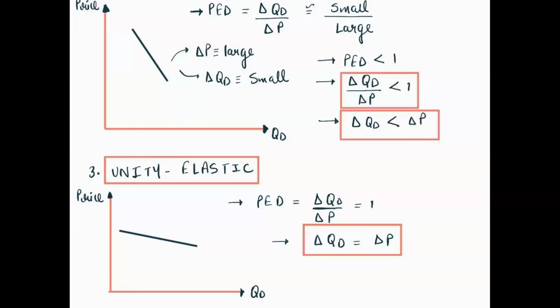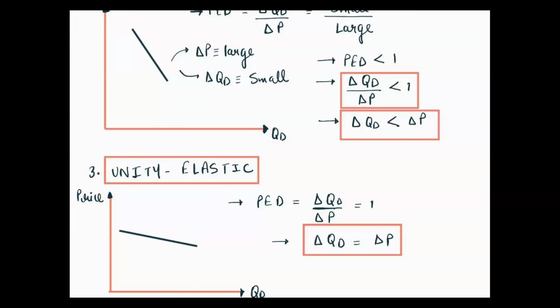So we have seen the concept of unit elastic also, where there will be equal response with a change in price. The quantity demanded will respond equally. If the price is increasing 10%, the demand will decrease by 10%. So the graph will look like this, right? You can understand it.